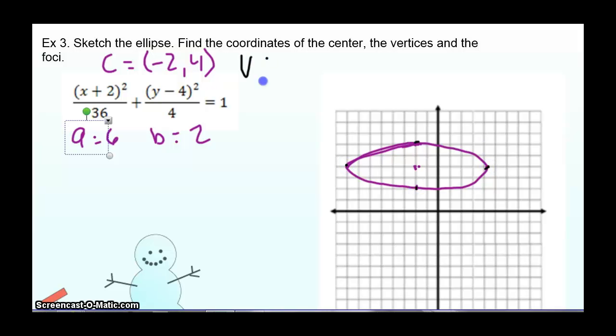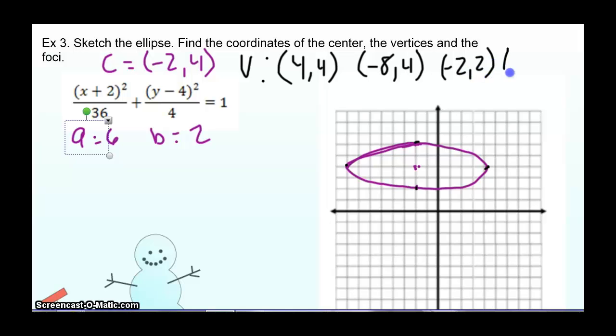So vertices, I'm going to write the coordinates down. I have 4, 4, negative 8, 4, negative 2, 2, and negative 2, 6. So those are my coordinates.